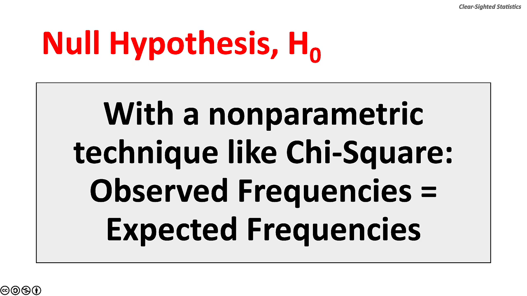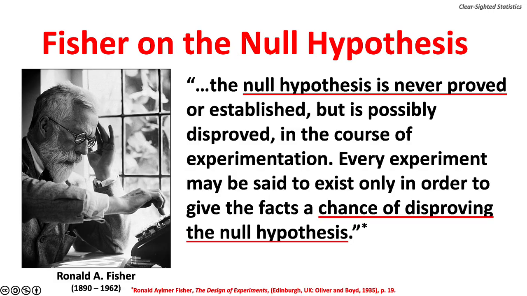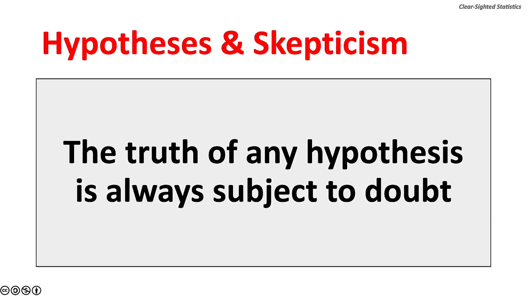With nonparametric techniques like chi-square, the null hypothesis states that the observed frequencies do not match or fit the expected frequencies. Nonparametric techniques do not assume the data are normally distributed. R.A. Fisher on the null hypothesis: The null hypothesis is never proven or established, but it is possibly disproved in the course of experimentation. Every experiment may be said to exist only in order to give facts a chance of disproving the null hypothesis.